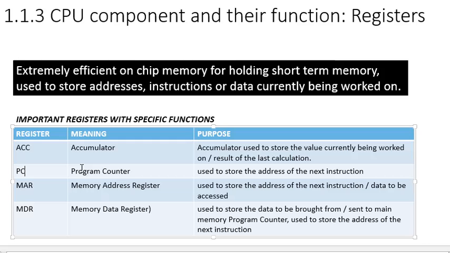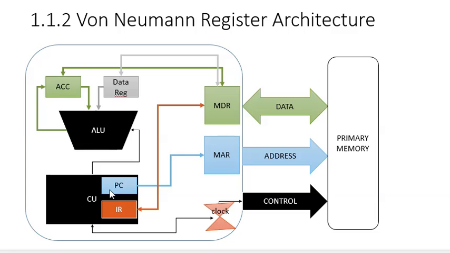PC stands for program counter. This stores the address of the next instruction to be executed. It is in turn hardwired to the MAR, the memory address register, so that it is capable of loading the next instruction when the next read cycle is performed.